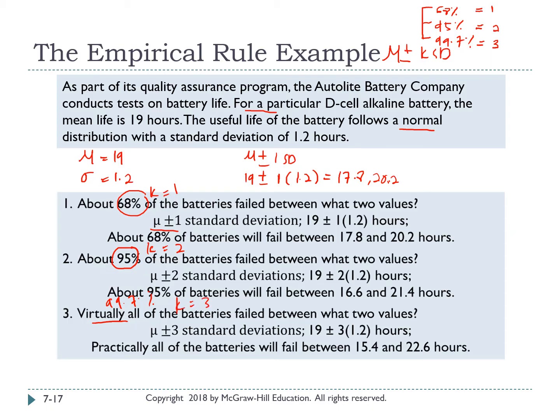Okay, now let's say I want to draw a diagram, how does it look? What is the middle point? Remember, mean is in the middle. What is your mean? 19. Let me write the second part. 1 standard deviation, so k is 1. What is the value for 1 standard deviation? You will get 17.8, and another one here is 20.2. So these two values give you the 68%. You can also draw for 95% and 99.7%. So your diagram will look like this. Okay.